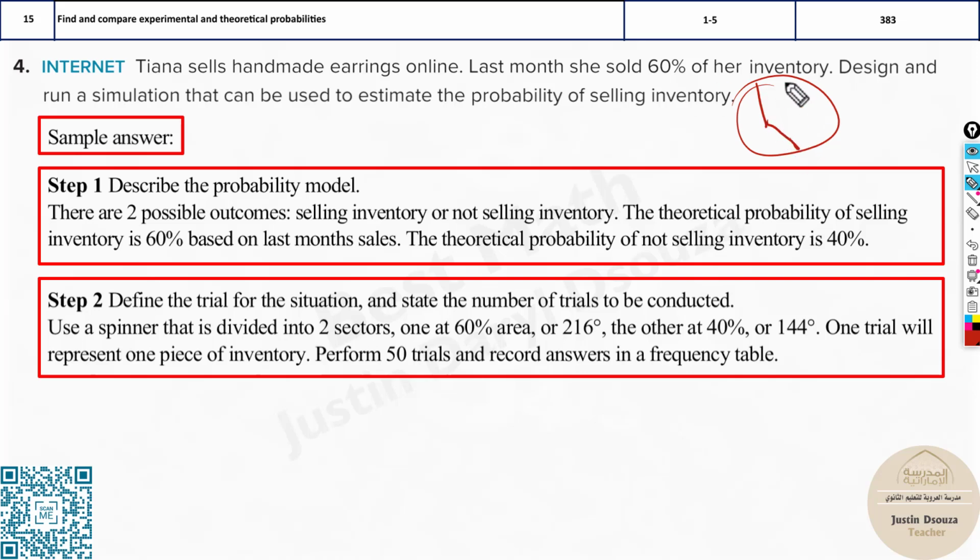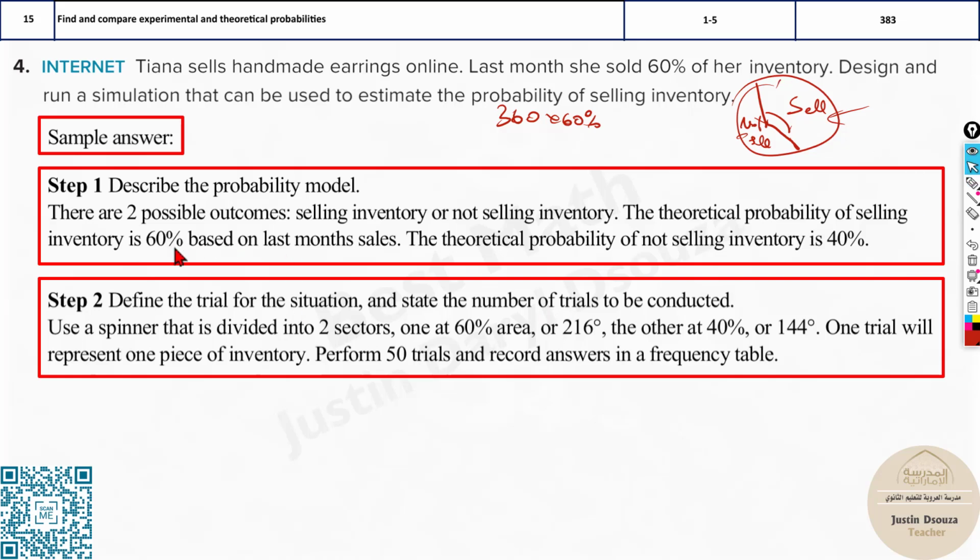Imagine that's out of 360 degrees, multiply this by 60%, you will get some answer, right? So many degrees, it'll be about 200 something degrees, okay? So that degrees means she's selling. Over here, other degrees it's not selling. And then you basically spin it and see how many times it'll fall on selling and non-selling. And then you see the experimental probability.